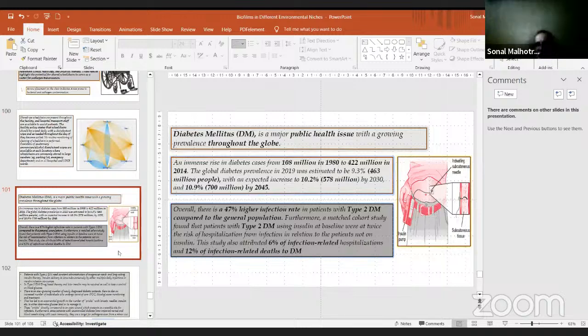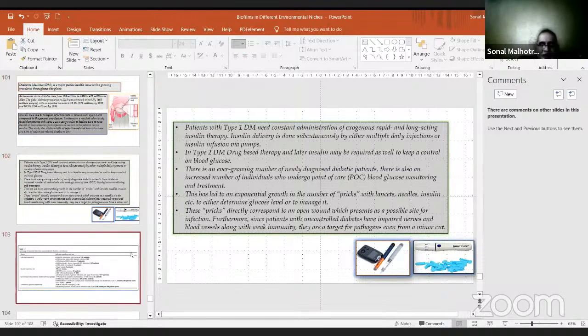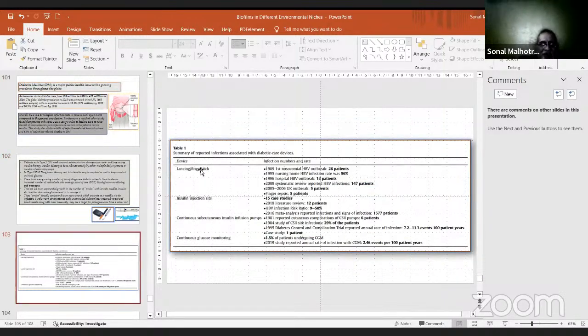One more thing that I want to talk about is that diabetes is a major public health issue, and people are now claiming that there is some correlation between diabetes and alterations in the immune response. People with chronic diabetes or very high sugar tend to have debilitating circumstances. Not only that, but what's more interesting is that when people are undergoing diabetes testing, the lancing, fingerprinting and insulin injection is actually also causing hospital acquired infections.